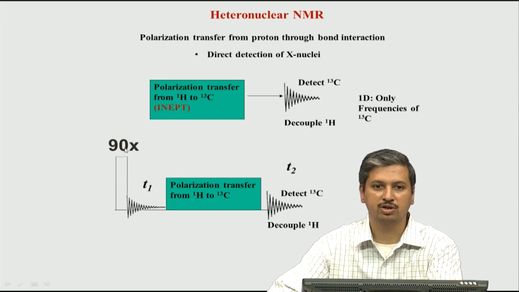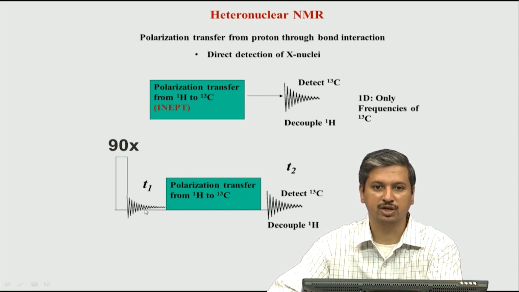So, you apply this pulse on the hydrogen proton, then the proton comes to the xy plane and it starts evolving because of the chemical shift. That means it starts oscillating based on its chemical shift value, and that period during which it oscillates we call T1. Then you transfer the polarization to carbon.